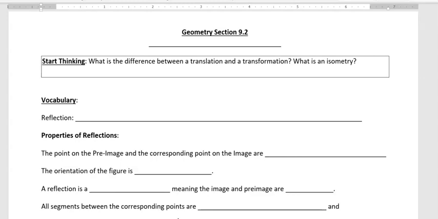All right, we are jumping into 9.2. We've already talked about some different transformations. The one we're going to talk about today is called a reflection.